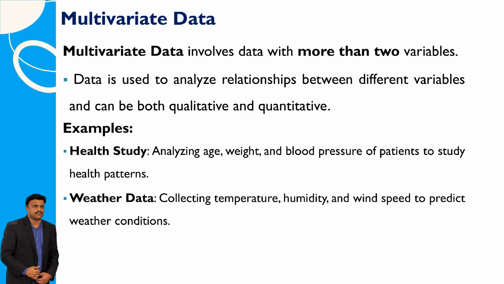Multivariate data involves more than 2 variables being measured on the same set of subjects or entities. It is used to understand relationships among multiple variables simultaneously, which can provide a more comprehensive understanding of the data. For instance, in a health study, researchers might examine variables such as age, weight, and blood pressure to uncover health patterns, while weather data analysis could involve temperature, humidity, and wind speed to forecast weather conditions.